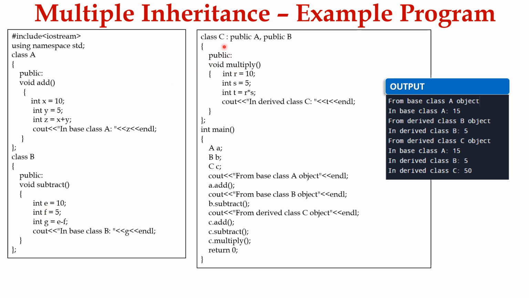So class C defines the member function multiply. We have declared the variable r of integer data type and assigned with value 10. Variable s of integer data type and assigned with value 5. Variable t of integer data type and assigned with an expression r into s. Using the cout statement, we have displayed the value of the variable t to the user.